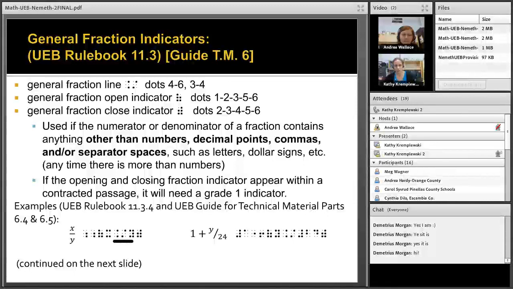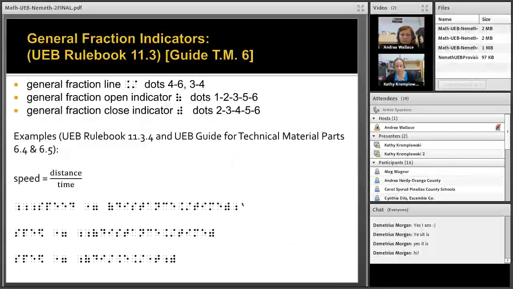And then we look at our other one, 1 plus y over 24. So number sign 1, the plus sign, open general fraction y, general fraction line, and then look, because that cancels numeric mode, you're not in numeric mode. You put a numeric indicator for the 24, and then close general fraction.